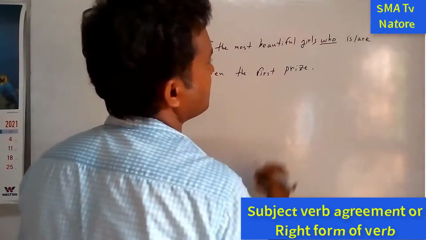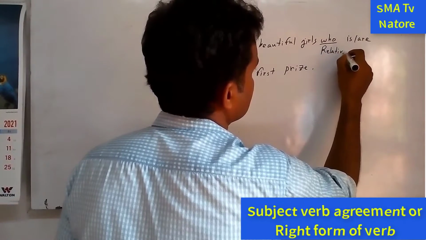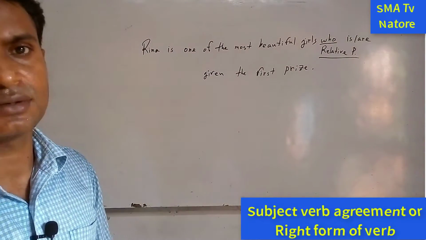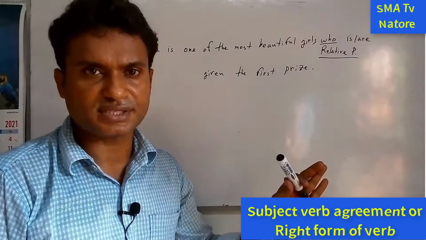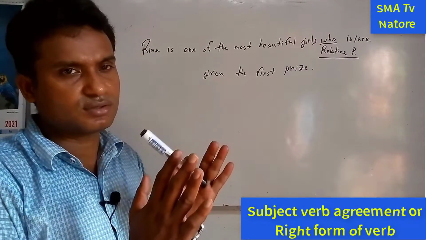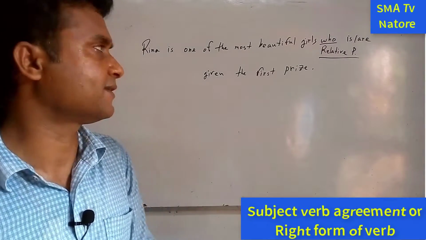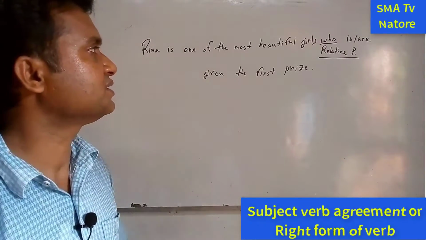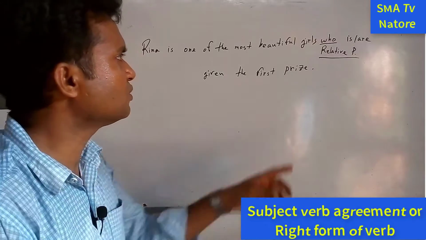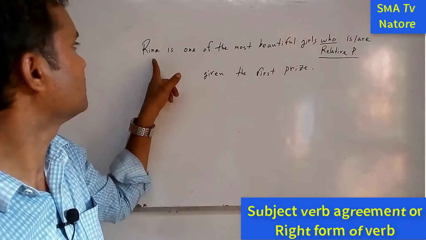So here the relative pronoun, we know what the relative pronoun is. A relative pronoun indicates a word or noun phrase, and it sits after that noun or noun phrase, and it connects more than one sentence. It may be 2, 3, 4, etc. And it is used against a word. What types of noun or noun phrase? So which word is this 'who' indicating? Rina or girls?